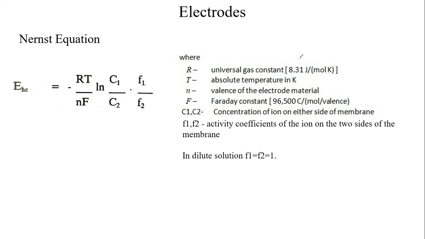EHC is equal to minus RT by NF ln (C1 by C2 into F1 by F2), where R is the gas constant, T is the absolute temperature in Kelvin, N is the valence of the electrode material, F is the Faraday constant, C1, C2 are concentrations of ion on either side of the membrane, and F1, F2 are activity coefficients of the ion on the two sides of the membrane. In dilute solution, F1 is equal to F2, that is equal to 1.